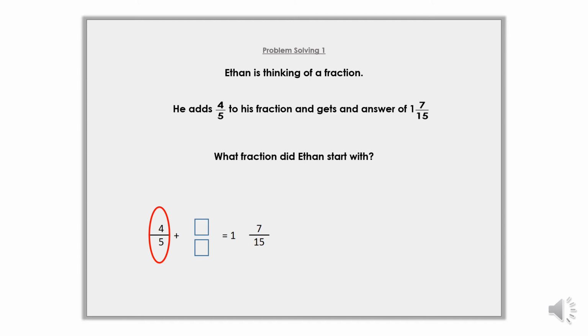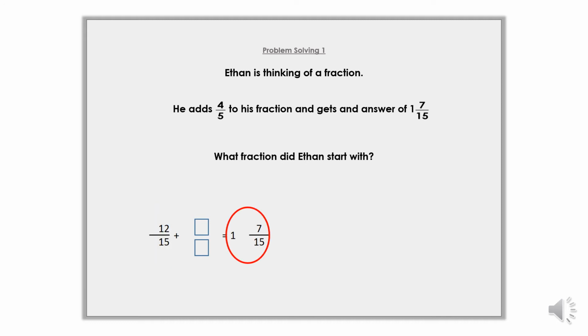Okay, so what we're going to have to do to 4/5. Yeah, we're going to have to make it 15ths. So 4/5. The denominator was 5. I know to get that 5 to 15, I need to multiply it by 3. So I did that to my numerator too. 4 times 3 gives me 12.